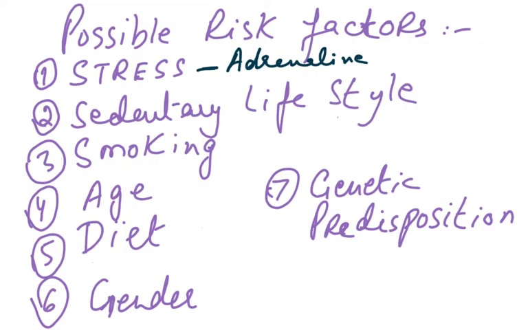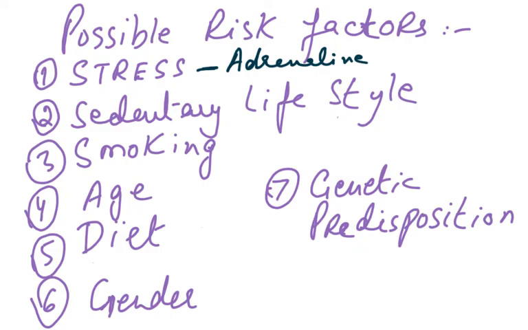Then sedentary lifestyle, which we are all living these days. We're all sitting on our phones and our laptops. We don't do any exercise. So that is another one which is going to predispose to heart conditions. Then smoking, all those people who smoke, we know there's tar, there's nicotine. Nicotine causes vasoconstriction. All those factors are going to increase the risk of a person having a heart attack.